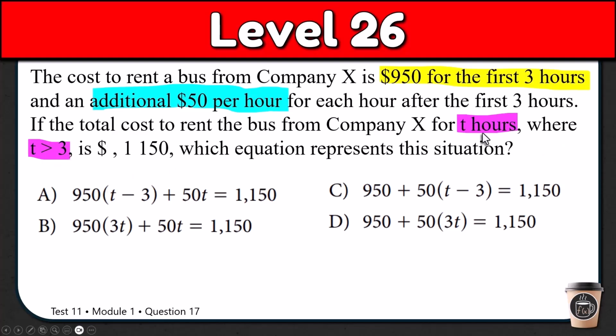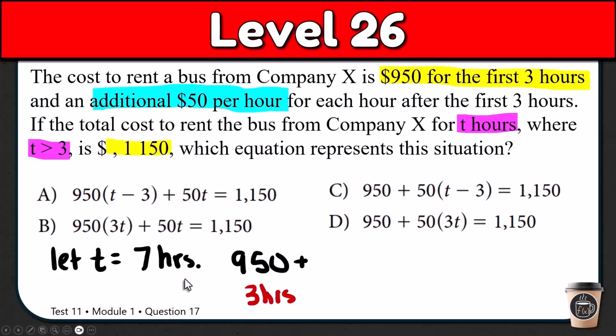So if you go 4 hours, it's going to be $950 plus 50. If you go for 5 hours, it's going to be $950 plus 100. So there's a typo in this practice problem, but when I look at the answers, I can see what's going on here. So we know $950 is for the first 3 hours. So let's pretend our time is 7 hours, just to help me figure out which one of these makes sense. I pick a number that's bigger than 3.